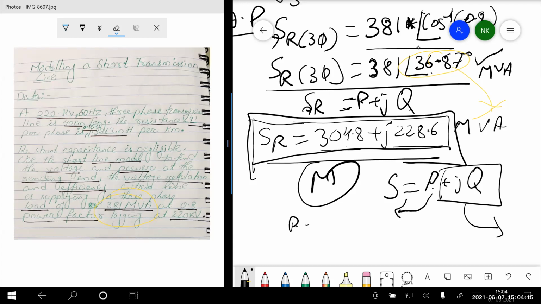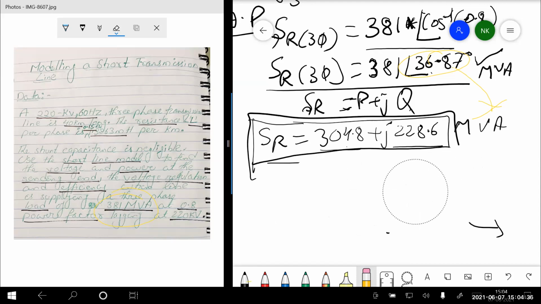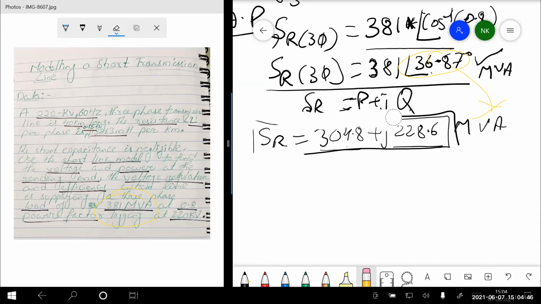So what is the power factor? Your power factor would be the cos of this 36.87. Write it down, whatever is coming, whether negative or positive. Based on that, you can find your lagging and leading power factor. Someone said this angle is being used for calculating the sending voltage, sir. Yes, sending voltage. Good.